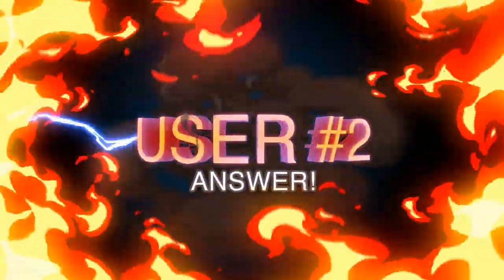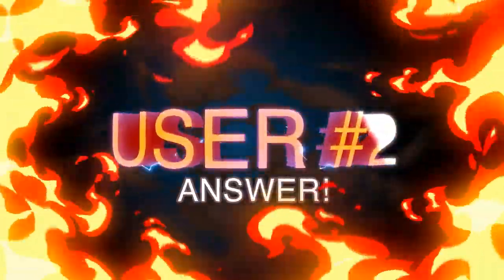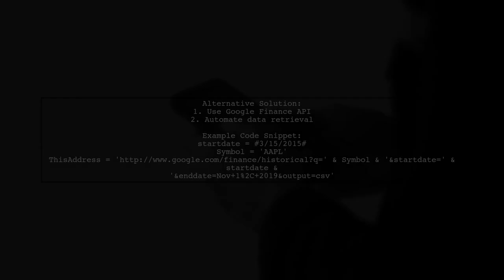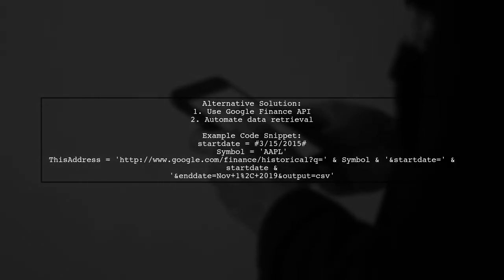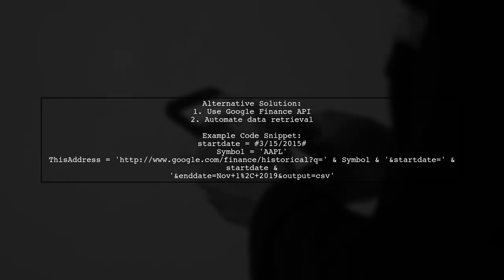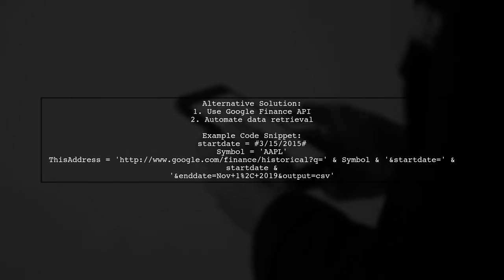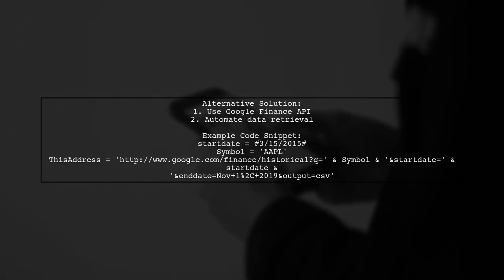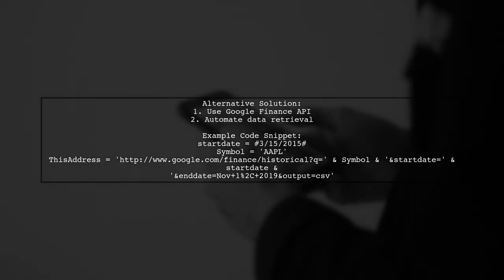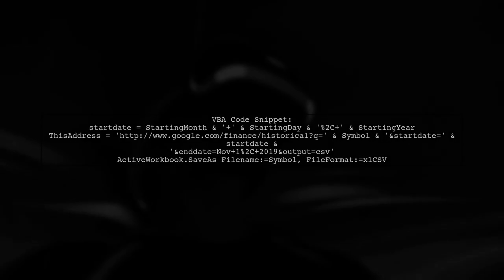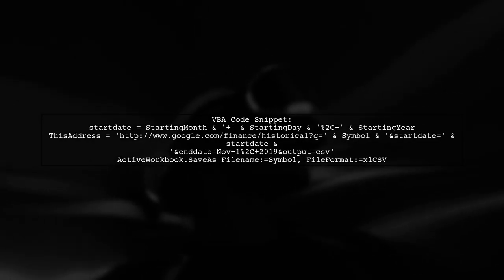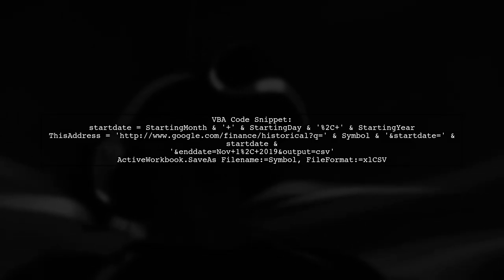Let's now look at another user-suggested answer. As of May 17, 2017, YQL and datatables.org are no longer operational. The Yahoo data service has been discontinued, including the adjusted price feature. Instead, you can use the Google Finance API, which is still functional and can be automated. Here's a quick VBA code snippet to download historical data. Set your start date, symbol, and construct the URL to fetch the data in CSV format.